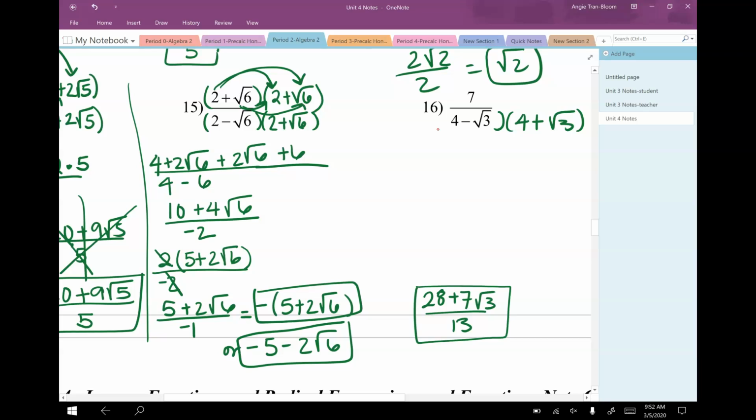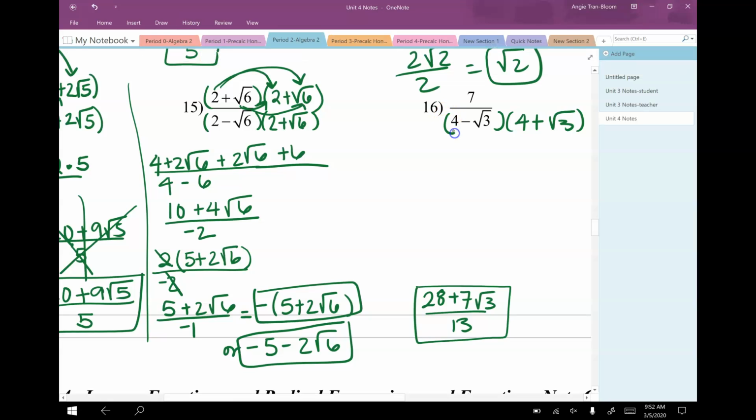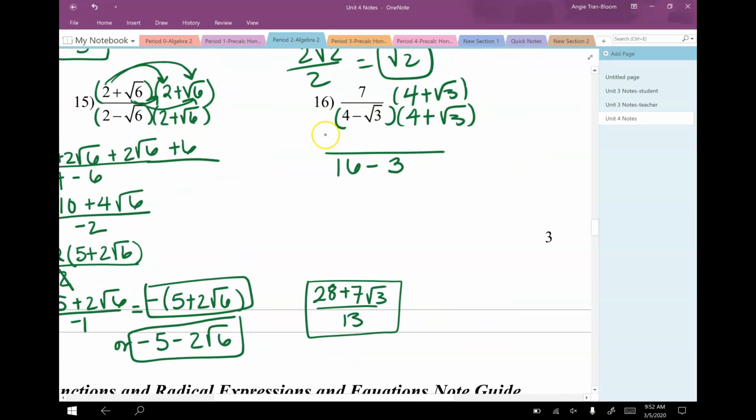So since it's not the case for here, we'll go back to my old green pen. So the conjugate would still be everything the same except the sign in the middle. So this will also get 4 plus rad 3. On the bottom is 16 minus 9 or 3? 3, okay? So it's technically rad 9, but rad 9 is really 3. On the top, you can distribute that out, which is 28.